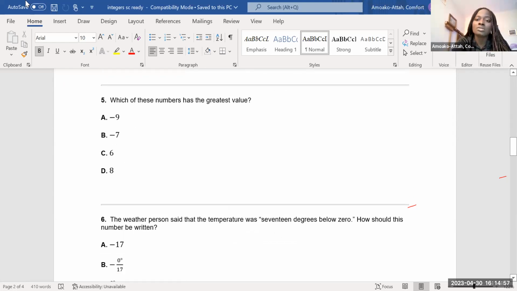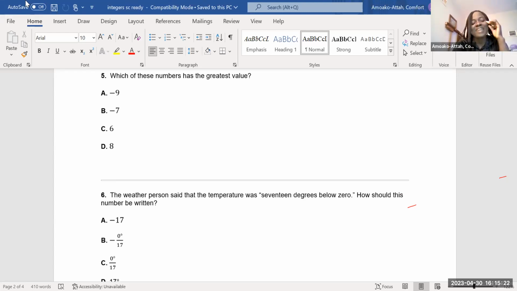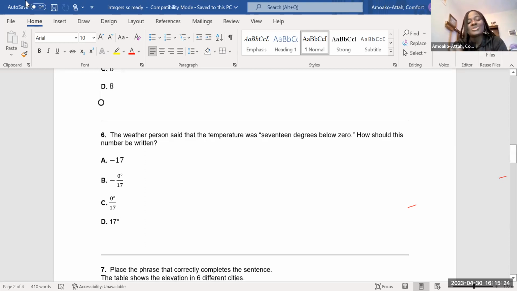Okay, so let's see number 5. Which of these numbers has the greatest value? They are negative and positive. So the negative values are out, because positive values have greater value than negative values, right? So obviously the answer becomes what? 8. That's all. Okay. Good job.